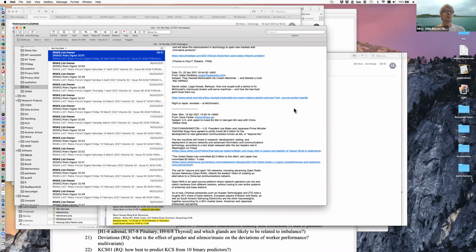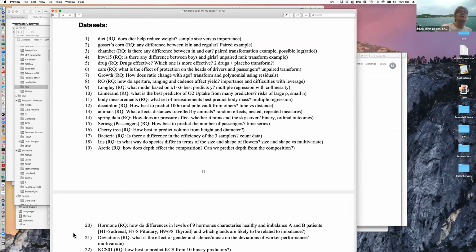Okay, so we had looked at Longley, Linnerud, body measurements, and decathlon. So we're now going to look at three very different data sets that illustrate more sophisticated analysis that we might sometimes need to do. Okay, so the first one I wanted to look at is the one called animals.